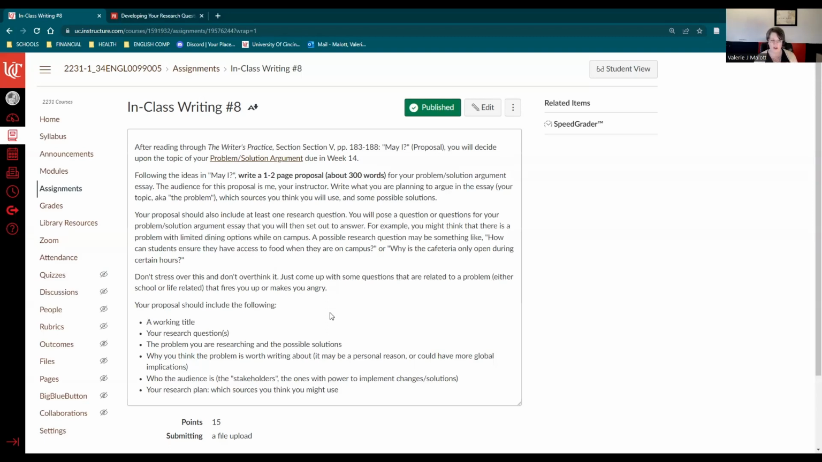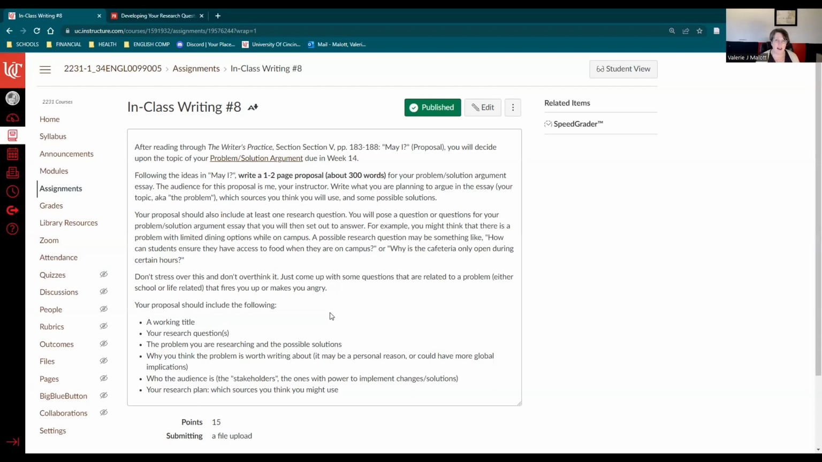And then I also want you to talk about the problem that you're researching and some possible solutions, why you think that problem is worth writing about. It could be a personal reason, or it could have more global implications. I also want you to think about who the audience is. We talked a little bit on Monday, and there was a writing activity, a warm-up activity, dealing with analyzing the audience, thinking about who your audience is. Who are the stakeholders? The people who are empowered to implement the changes and solutions, as well as the people who may be affected by a problem that you want to write about.